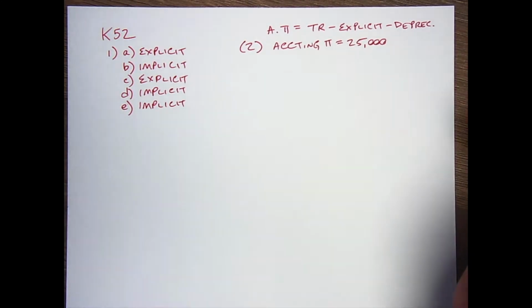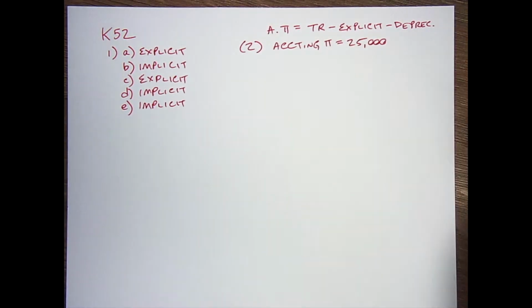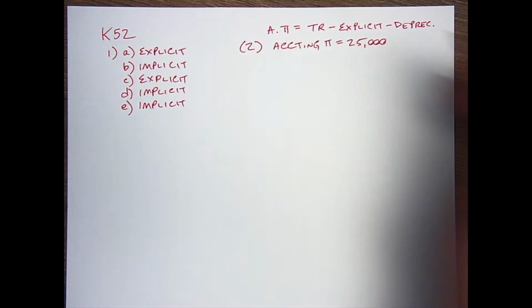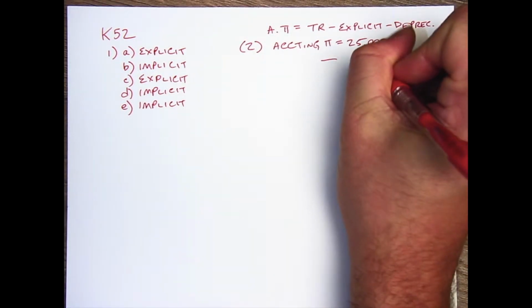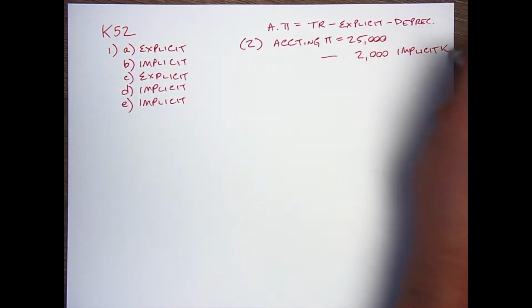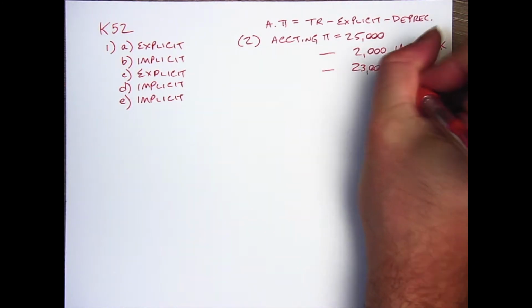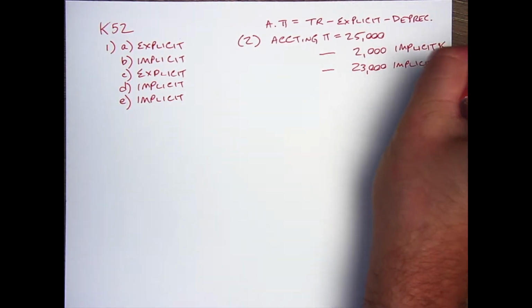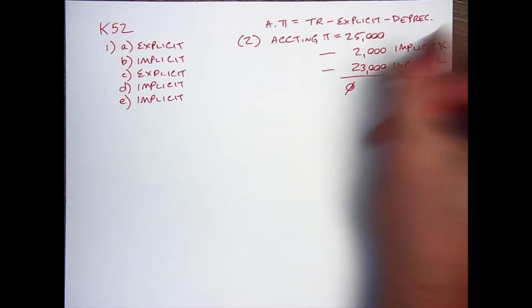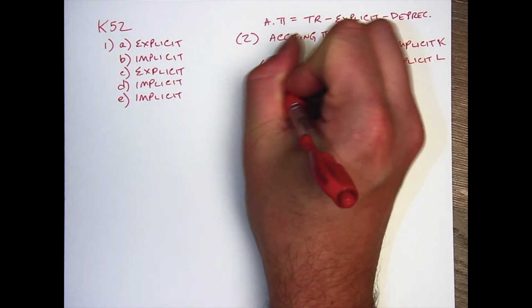We also know that economic profit would be all of that minus implicit costs. And it says, what's your economic profit if your implicit cost of capital is 2,000 and the opportunity cost of your time is 23,000, and explain your answer. So we subtract the 2,000, that's the implicit cost of your capital, right? Implicit cost of your capital with a K. And we have to subtract the 23,000 because that's your implicit cost of your labor. And so we're left with 0 or normal economic profit. And so that's part A.